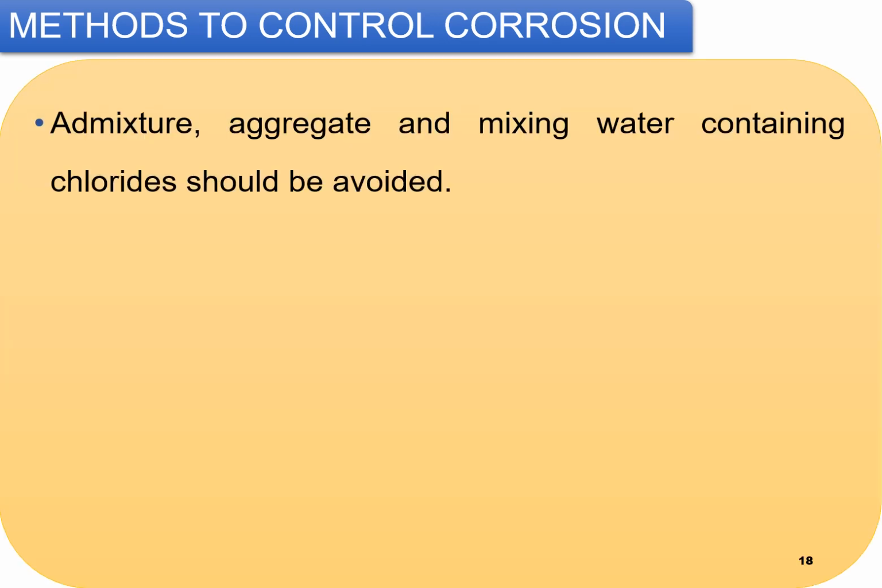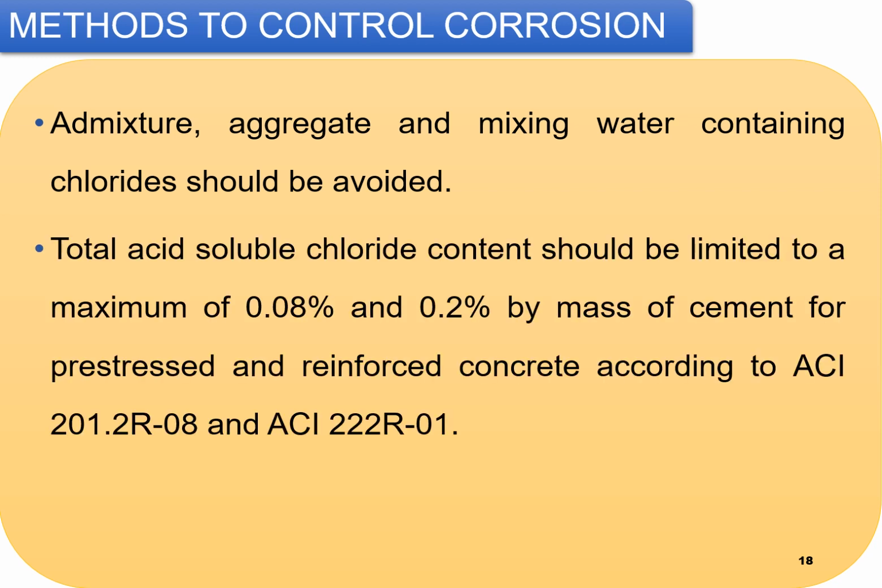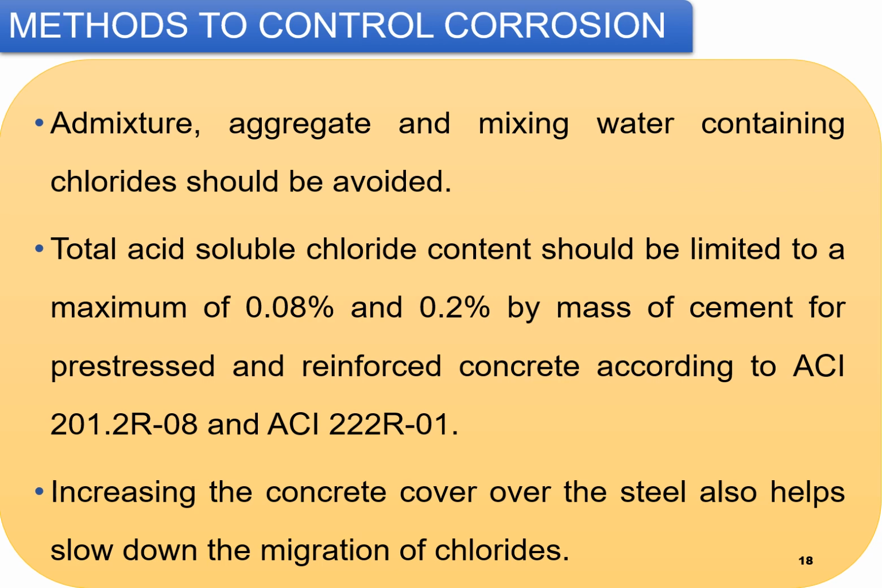Admixtures, aggregates, and mixing water containing chlorides should be avoided. Total acid-soluble chloride content should be limited to a maximum of 0.08 and 0.2% by mass of cement for pre-stressed and reinforced concrete respectively, according to ACI 201.2R and ACI 222R-01. Increasing the concrete cover to the steel also helps slow down the migration of chlorides.